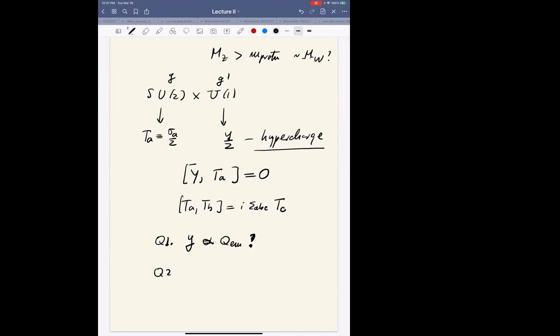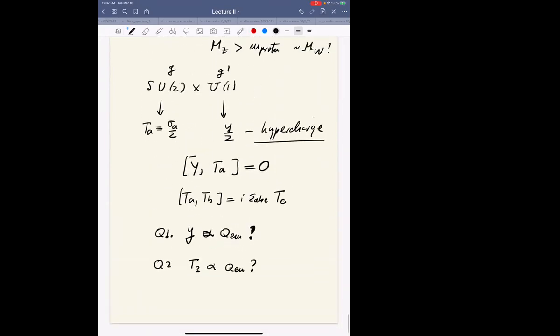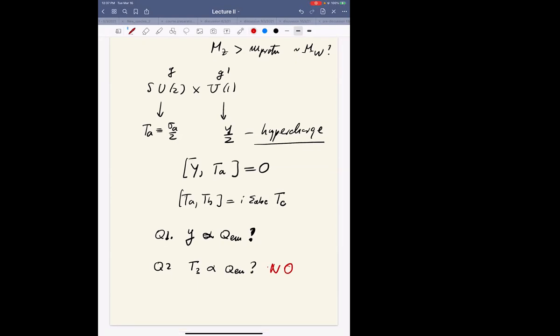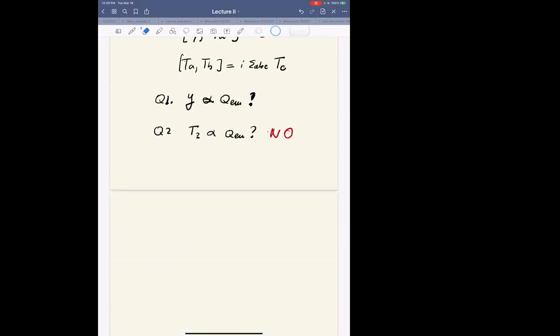Question number 2. Can T3 be proportional to Q electromagnetic? But here we know the answer, you agree. I can answer it immediately. Here it is no. We saw that it doesn't work. You agree? That already I answered. But here I'm saying, can Q electromagnetic just be hypercharge? Nothing to do with T3. So forget T3. I'm asking a hypothetical question. Could it? So in other words, I gave an answer immediately. This is obvious. So let's write like this. Answer 1 in red.